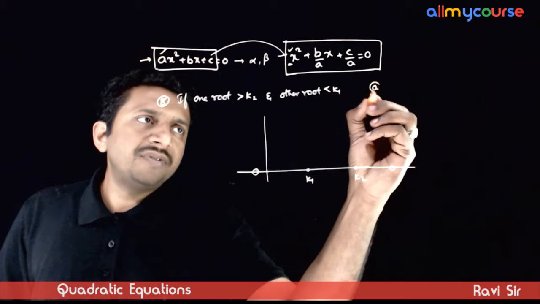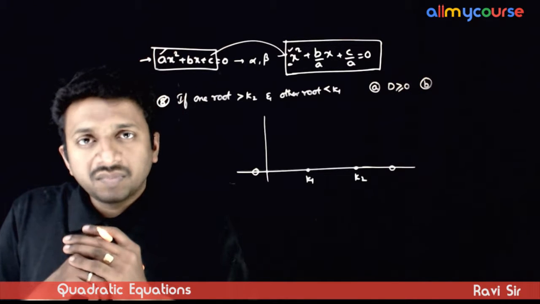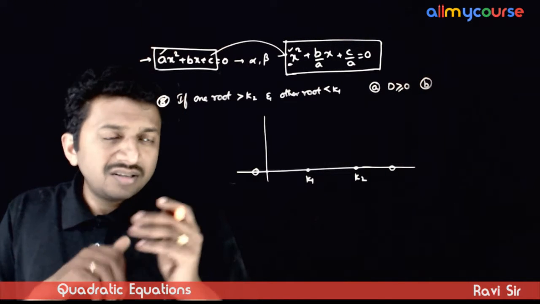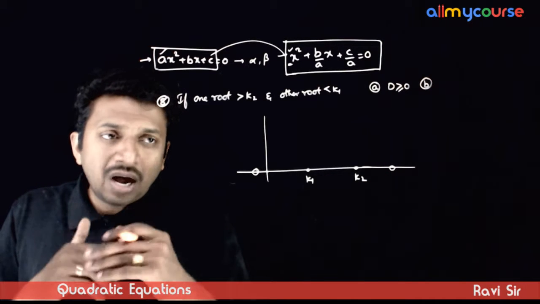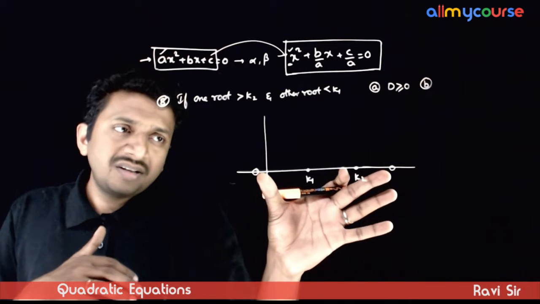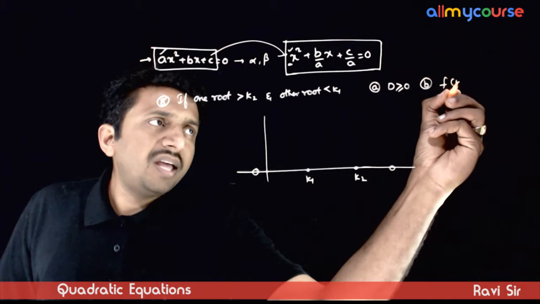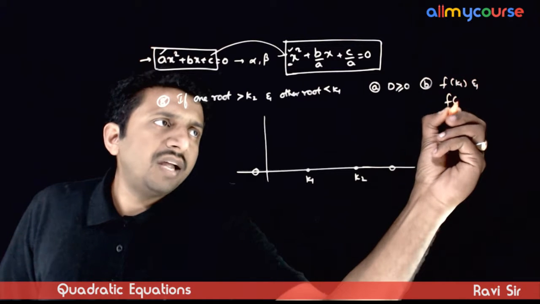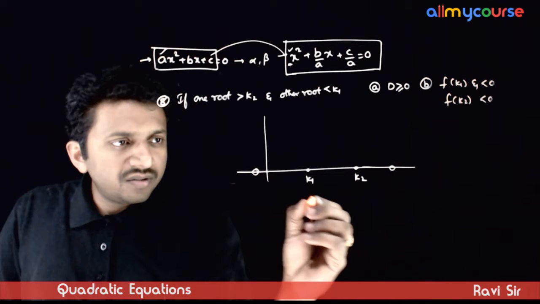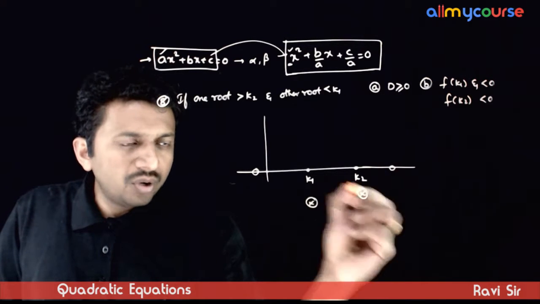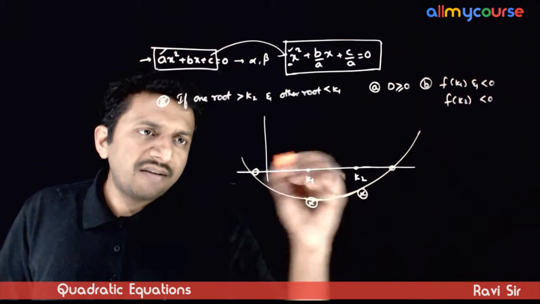So the first condition for this is a discriminant greater than or equal to 0. And the second condition is the graph has to cut the x-axis at these 2 points. So how will I ensure that the graph cuts at these 2 points? Simply by making f of k1 and f of k2 both negative. If f of k1 and f of k2 both are negative, in some way you can always get a graph like this.